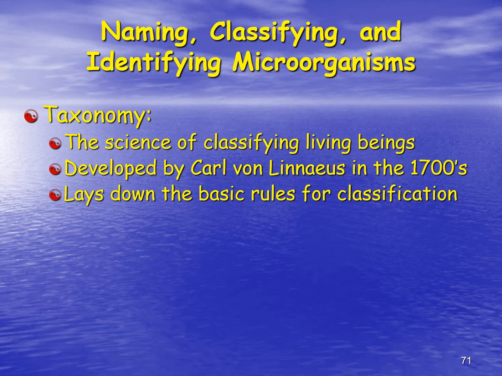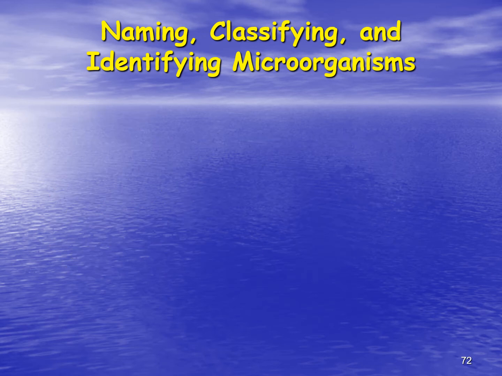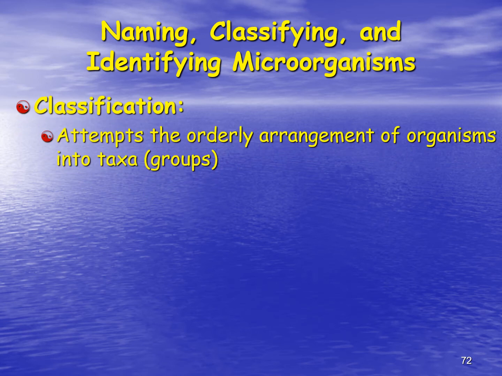In Linnaeus's times, all living organisms were either plants or animals because, again, they didn't really have the microscope truly yet. And so what taxonomy does is it establishes taxonomic categories of how things are related to each other. And it's useful in categorizing the 2 to 10 million or more different kinds of microorganisms that we see on the planet.